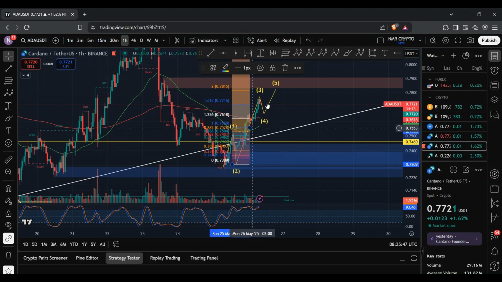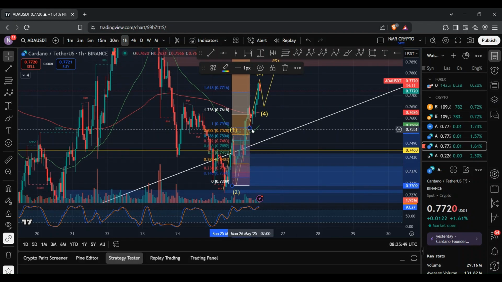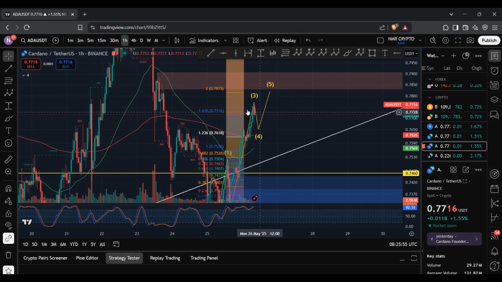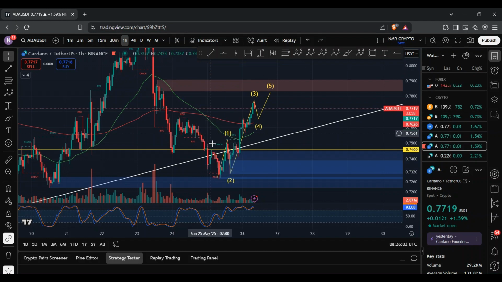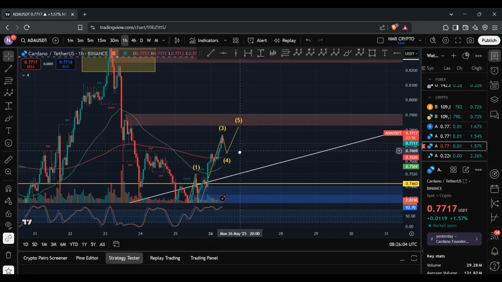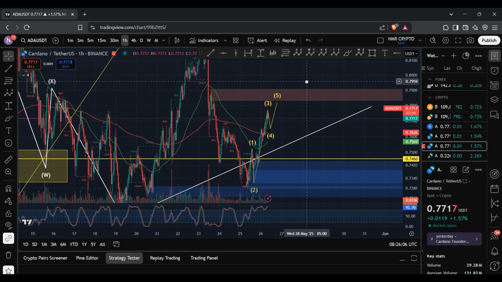And so if this was a WXY structure, then that Y wave would typically reach anywhere between that 1 to 1.226. But again, because we extended beyond the 1.226 retracement level and we reached this level here, it looks like we are within an impulsive move to the upside. And so it's possible that the bottom is now set in and we could potentially see higher highs.